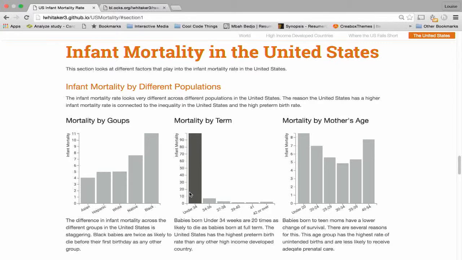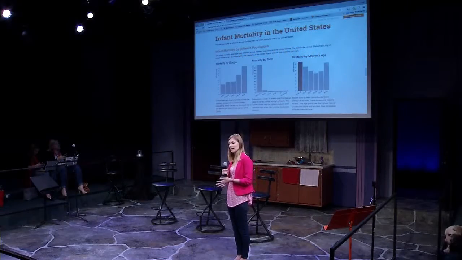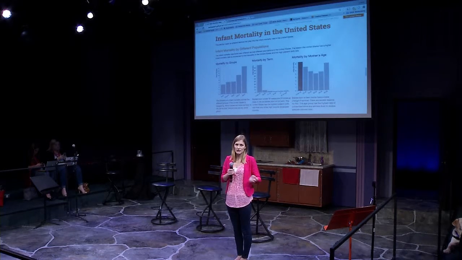We also have the highest preterm birth rate, and babies born before 34 weeks are over 20 times more likely than babies born at full term to pass away. Then I looked at the mother's age, and that also played a factor, given that we have the highest adolescent birth rate. Babies born to women under the age of 20 are also more likely to pass away, and that's due to many factors, such as them not being able to get adequate prenatal care, which is the next thing that I wanted to look into.